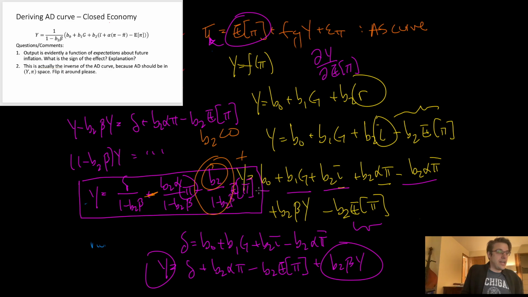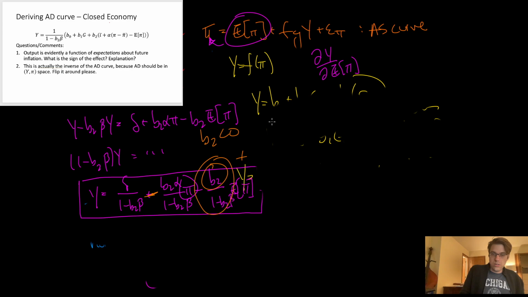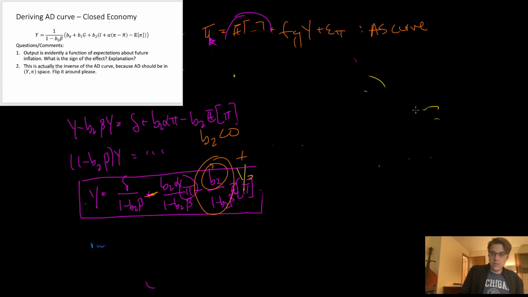Okay, and then it says, actually, this is the inverse of the AD curve. The AD curve should be in y pi space, not pi y space, so we should flip it around. And I guess we can do that really quickly. It's not so bad. Just need to clean this up. It's sort of horribly unreadable right now. Let's rewrite what we have.